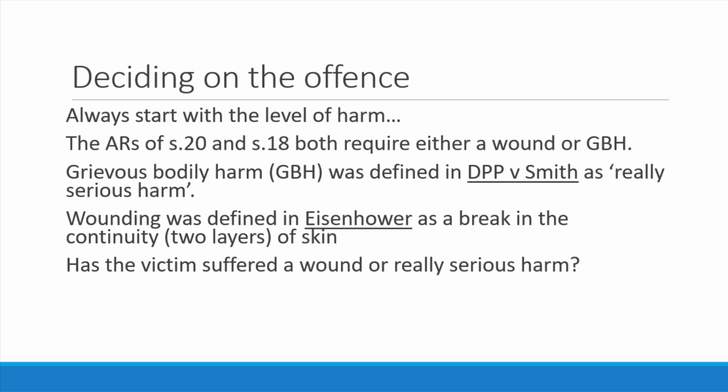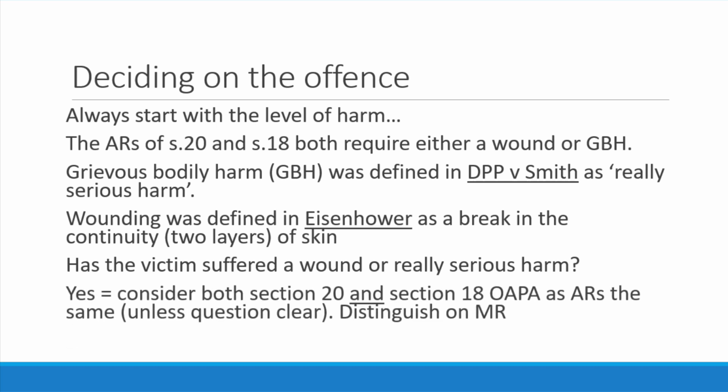Really serious harm is likely to be something like a break to a large bone in the body, such as a leg, hip, skull, or permanent harm of some sort, such as permanent loss of sight. And a wound is often a cut or other break in the skin and often comes with bleeding.